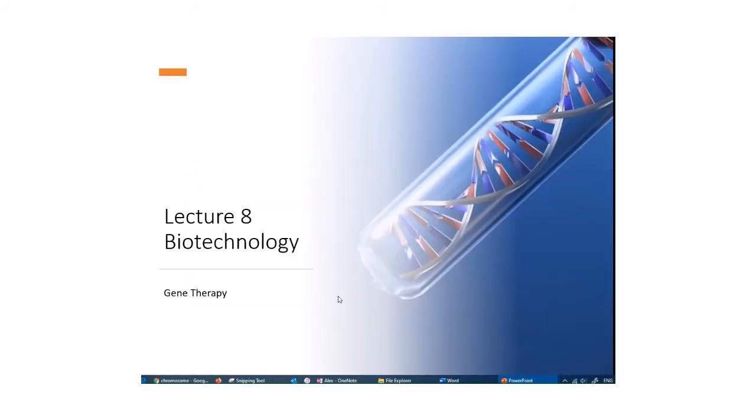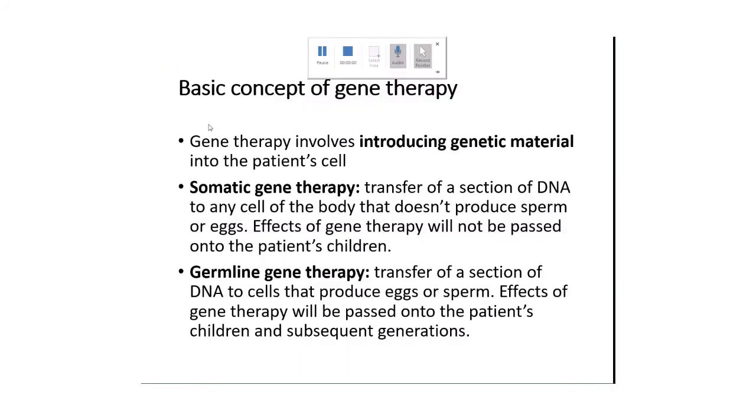So we're just going to end the lecture with gene therapy. The basic concept of gene therapy is to introduce genetic material into the patient's cells. There are 2 types of cells within the body. We have the somatic cells and we have the germ cells. Germ cells are sperm and eggs, and if you do germline gene therapy, you will be making modifications to the eggs and the sperm, which will affect all future generations from that patient.